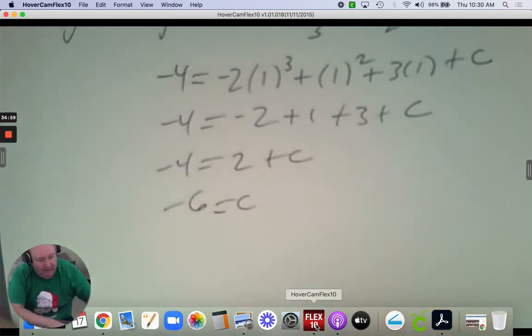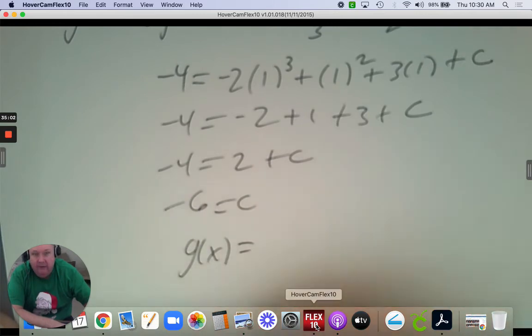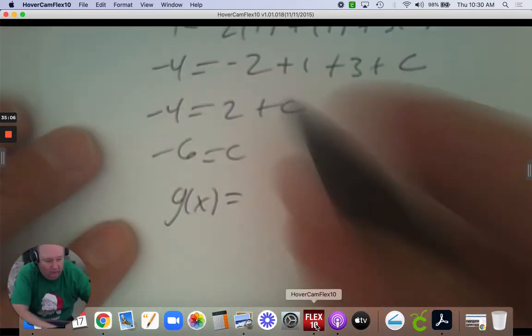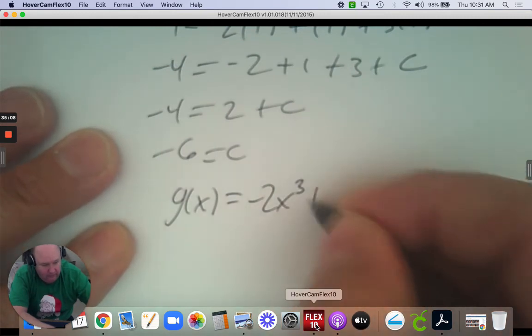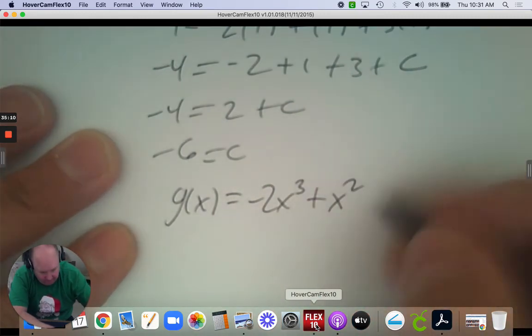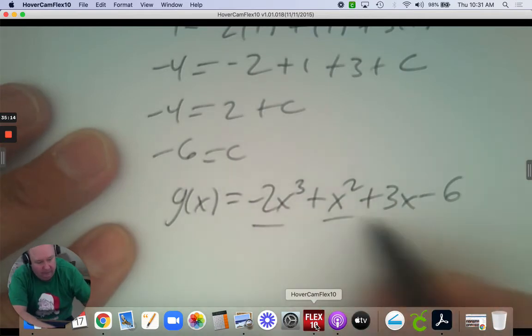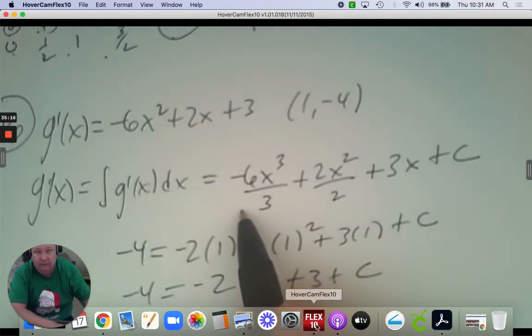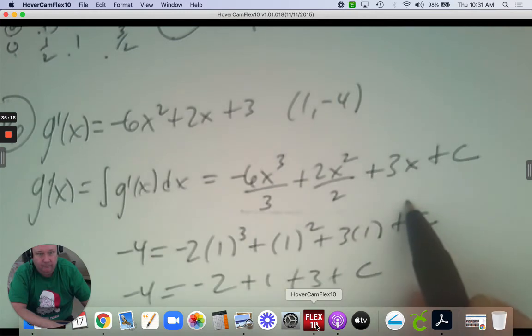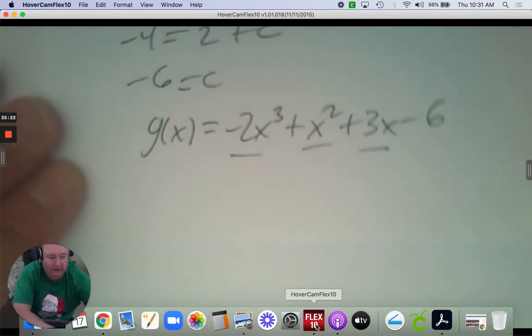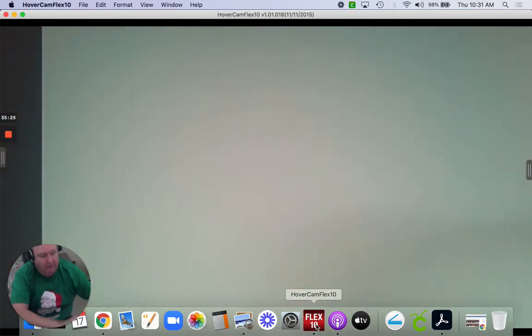Yep. And then if you put it all together, what does the function look like again? Remember back here? So it's negative 2x cubed plus 1x squared plus 3x minus 6. Remember, this comes from right here. And I simplified. And we found c is negative 6, and we put it all together. Number 27.